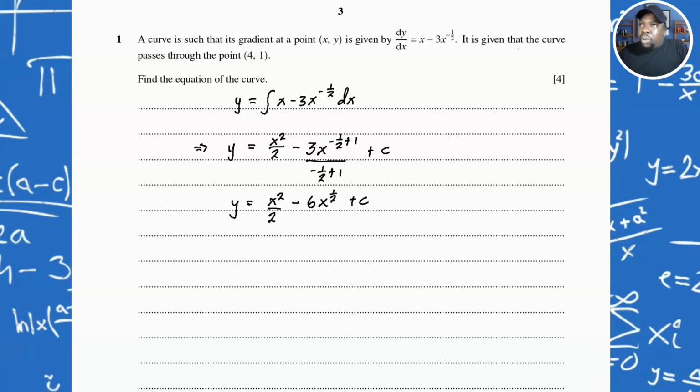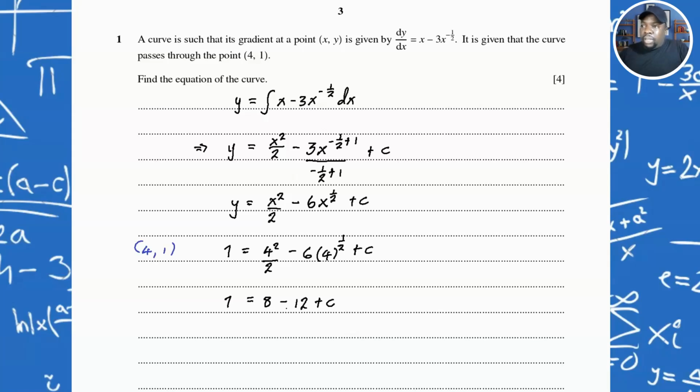Now, we've been told that the curve passes through the point 4, 1, so since it passes through the point 4 and 1, we know that when x is 4, y is 1. So I'll have 1 being equal to 4 squared over 2 minus 6 of 4 to the half, and it's plus c. So that's 1 is equal to, and 4 squared over 2 is 8. And that's minus here, 4 to the half is 2, 6 times 2 is 12. So we have 12 here, and it's plus c.